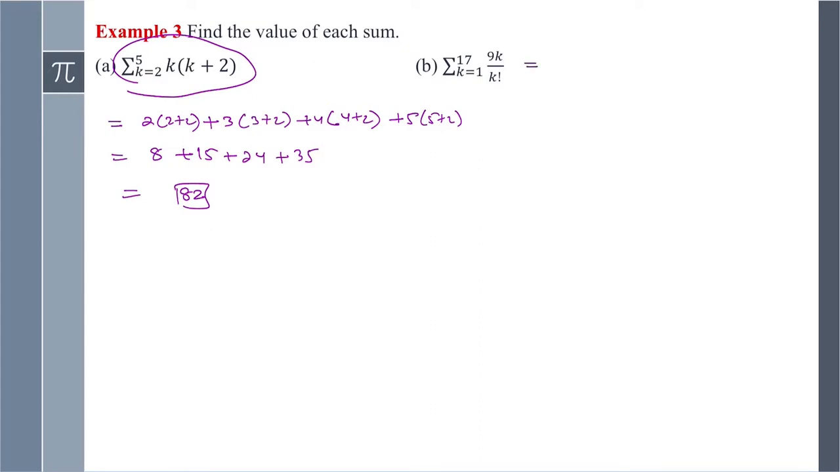For this one, if you want, you can go ahead and list them. When you take k equals 1, it's 9 over 1 factorial. When you take k equals 2, it is 18 over 2 factorial, plus k equals 3, 27 over 3 factorial, and then it keeps going all the way to the final one, which is 9 times 17 over 17 factorial. So this is a lot of work to do by hand.